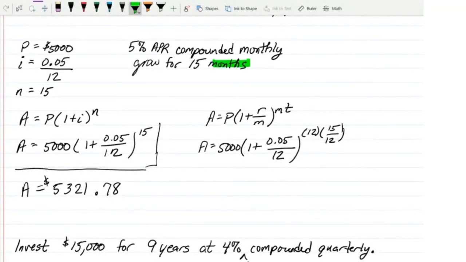Notice how the time period and the compounding period must always match. We can't do this if they don't, and I will never give you a problem where the time period and the compounding period do not match.